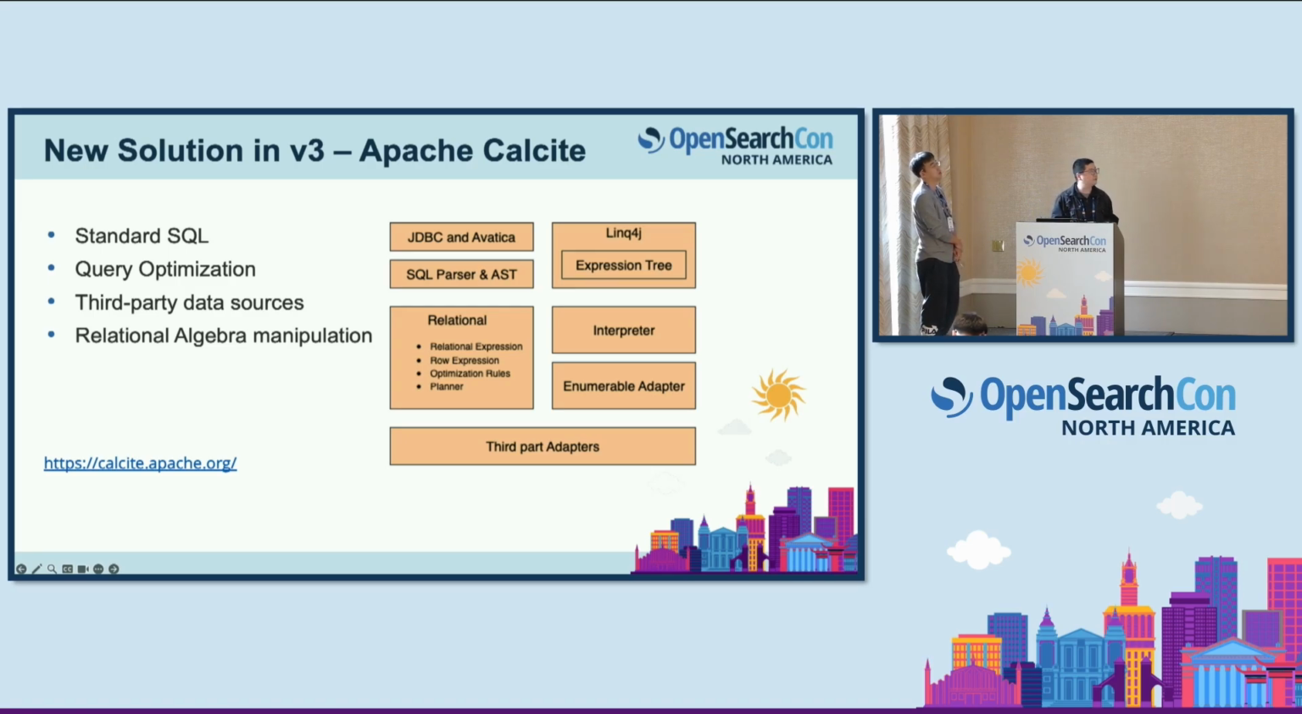Apache Calcite is a Java framework that provides a SQL interface and advanced optimization for queries. It supports standard SQL, and it provides query optimization. It also supports third-party data sources. Internally, there is relational algebra manipulation, so that's why it can do query rewrite and query optimization. I won't go into the detail of Calcite, so if you are interested, you can go to the website.